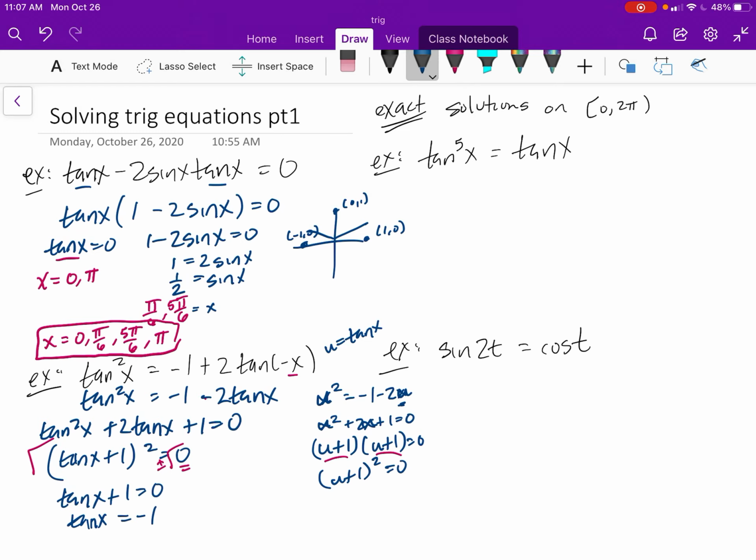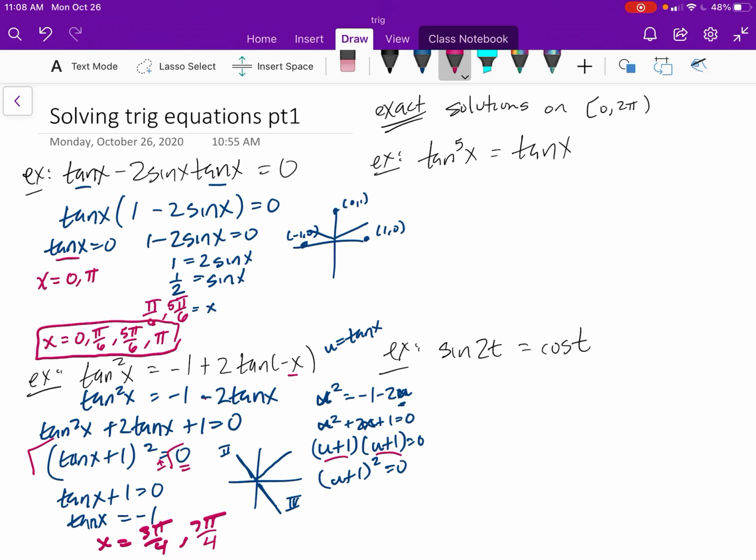So where is tangent a -1? Tangent is negative in quadrants 2 and 4. I know tangent x is 1 at 45 degrees, or pi over 4, so -1 is here and here. Those two angles are 3 pi over 4 and 7 pi over 4.